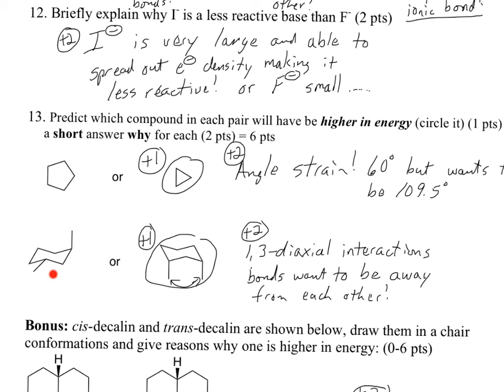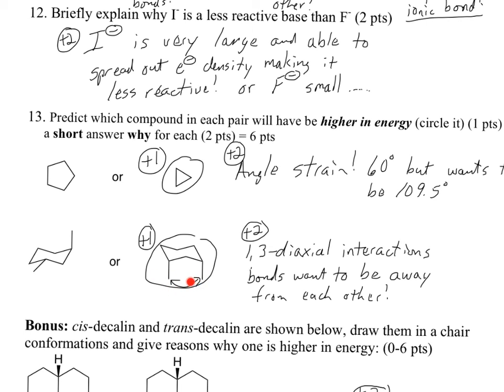The next one, you have 2 chair structures, and this is asking about diaxial interactions. When things are axial, they're much closer to each other. If they're on the same side of the ring, they're both down in this case. These 2 axial methyls are seeing each other, and they don't like that.